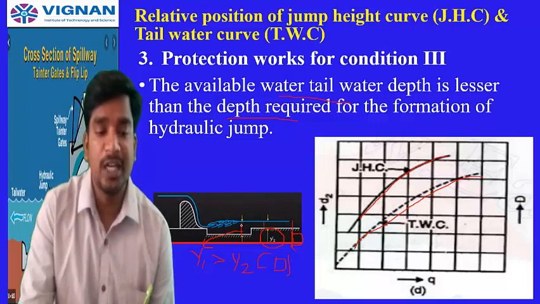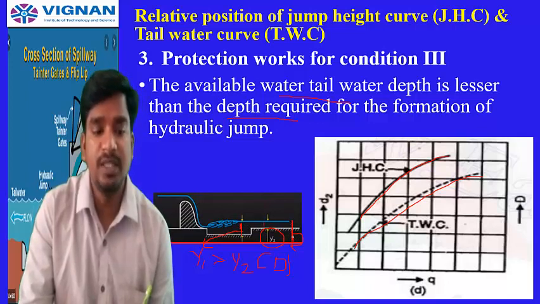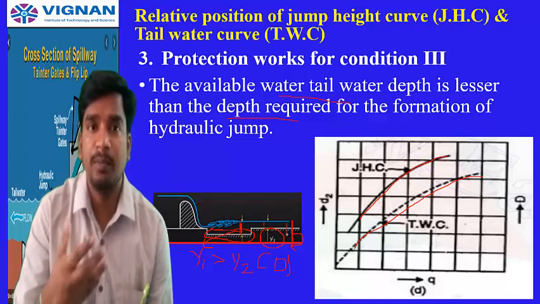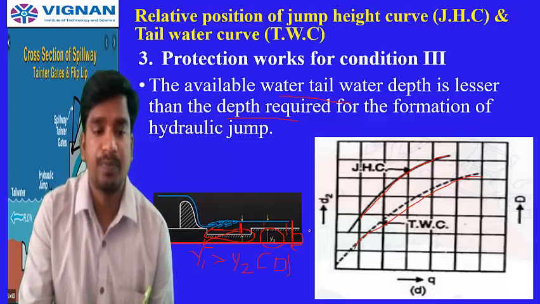Okay, so in this particular case, we can dig a portion like this in order to meet the depth T. Means we are removing, cutting down the portion in the stilling basin so that the depth required for this and this will match, so that the energy dissipation will be made properly and at the required depth we can form our hydraulic jump.